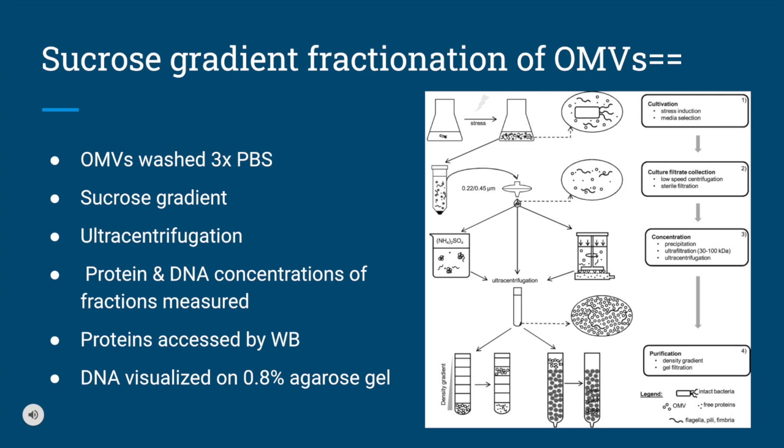This fractionation was done to see where OMV-associated DNA was located in relation to all OMVs. In this case, with the bacteria strain done specifically, the DNA was mainly found in smaller sized OMVs, which correlated with fractions 4 through 6 of the completed sucrose gradient fractionation.